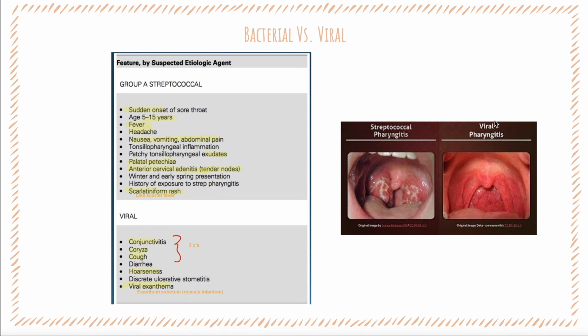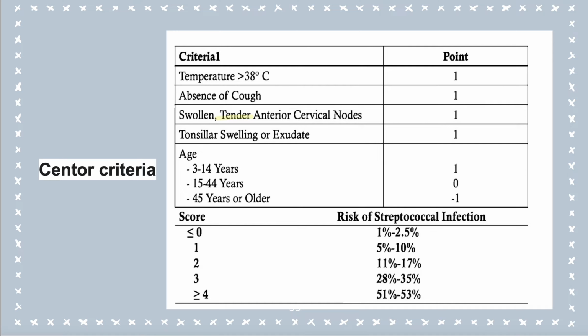Okay, the Centor criteria. The Centor criteria is how we know that this pharyngitis is most likely caused by group A Streptococcus. As we mentioned, temperature more than 38 gets 1 point. Absence of cough, 1 point. Tender cervical lymph nodes, 1 point. Exudate, 1 point, and so on. As you can see, the most common age at which bacterial pharyngitis occurs is 3 to 14 years.